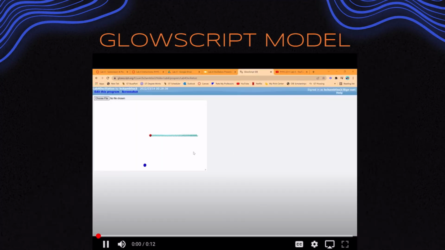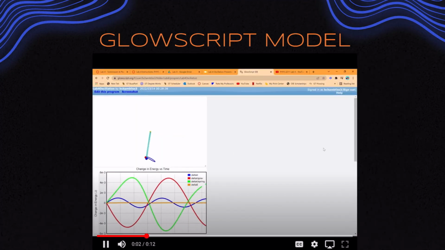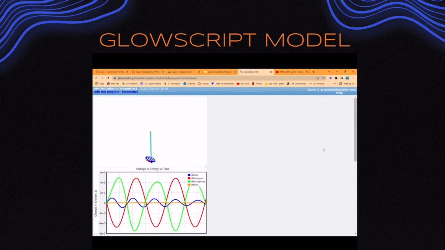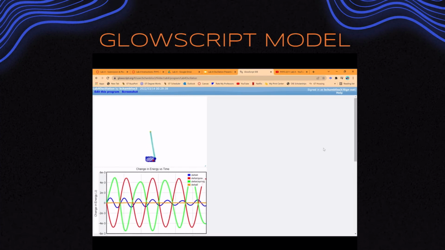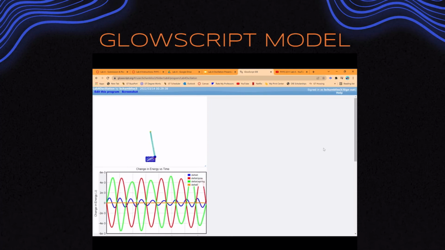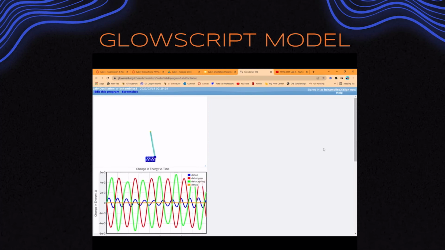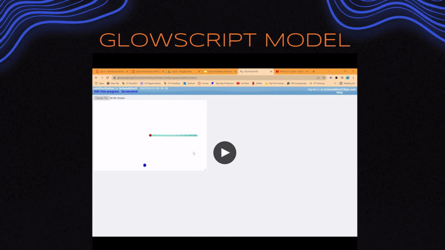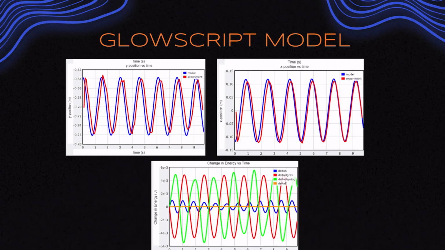And then here is the product of this code. You can see it shows the spring oscillating. If we look at the bottom graph, we have the potential energy of gravity and spring opposite of each other. As it goes up, one goes up, the other goes down, and back and forth. And then we have the kinetic energy constantly oscillating as well.